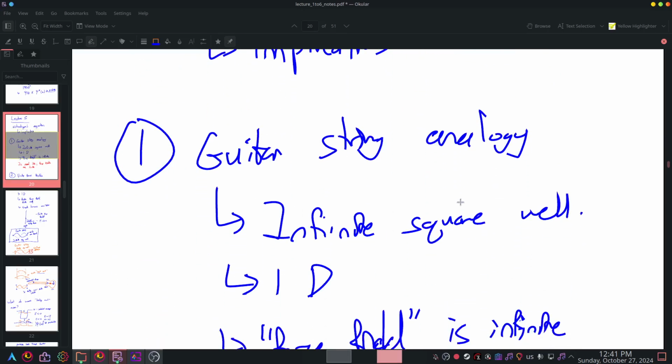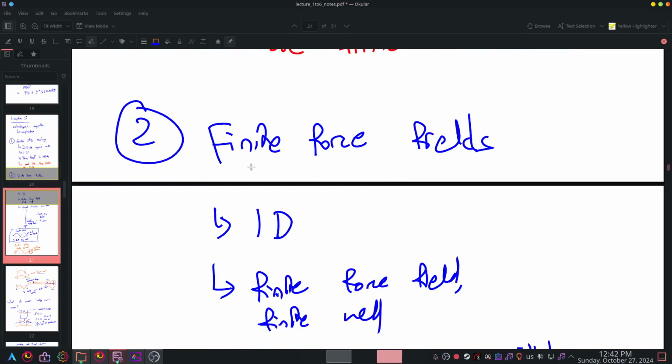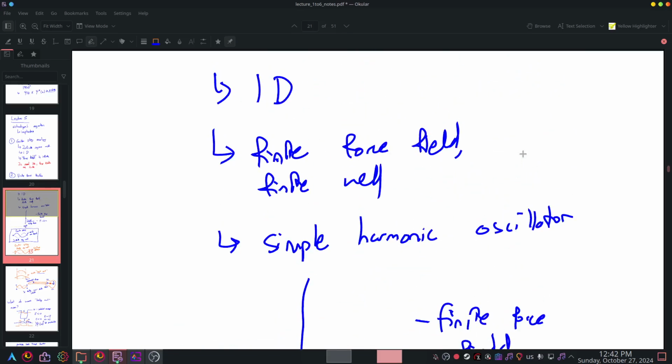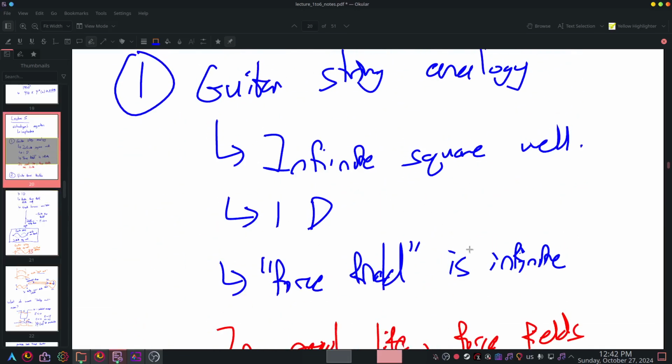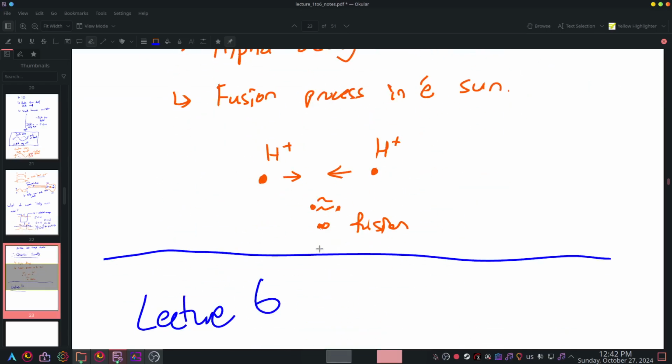Schrodinger's equation has given us simplified scenarios such as the infinite 1D square well. Then we made it a little more realistic by using a finite force field, or finite well, such as a simple harmonic oscillator, or even just a finite square well. The other simplification we made is that in the math we only described 1D waves. Reality is not so simple.